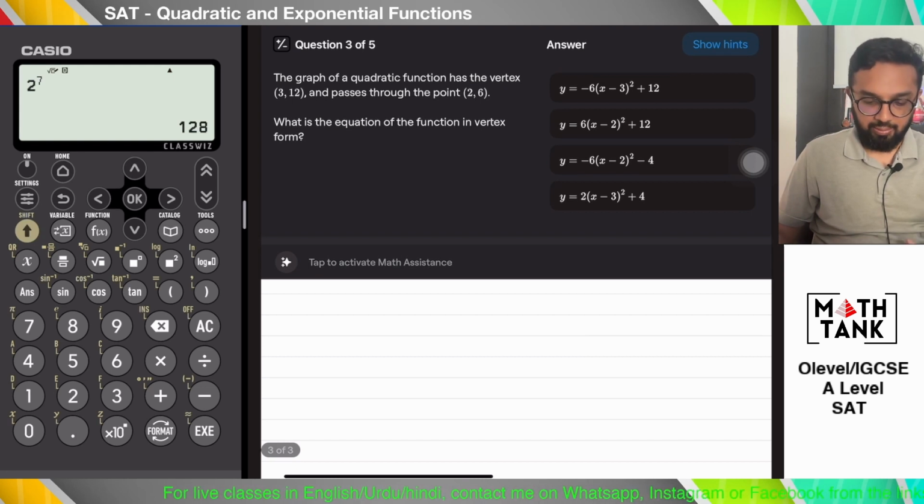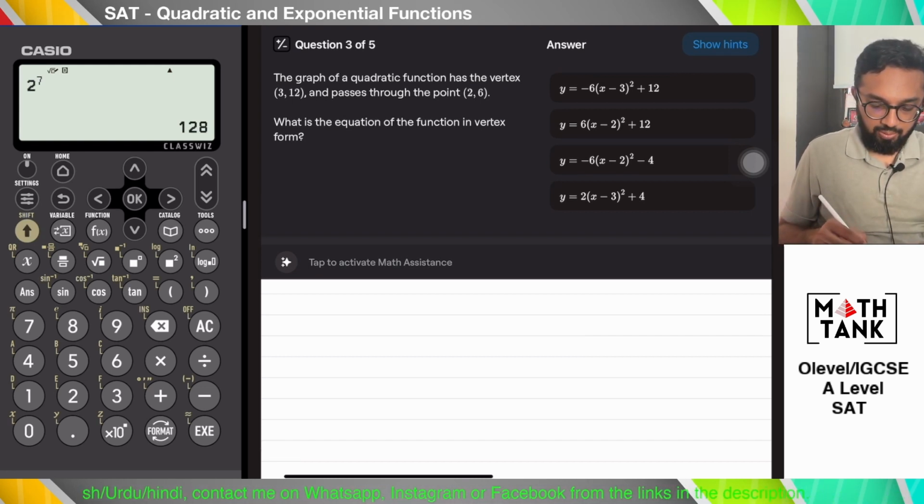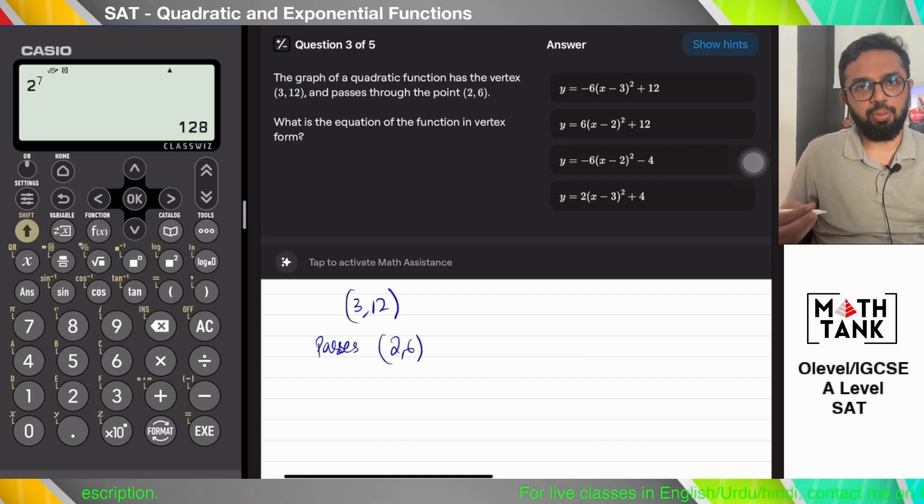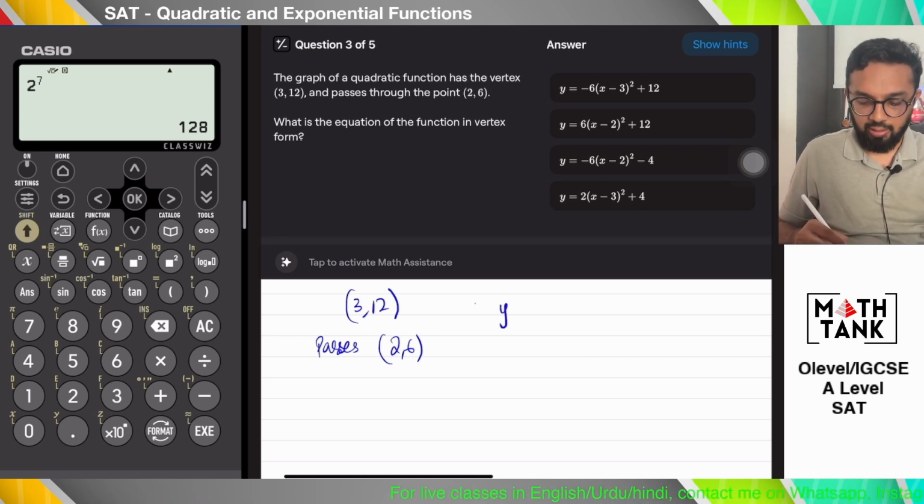Okay, so this is the third question. It says the graph of a quadratic function has the vertex (3, 12), so its turning point is (3, 12), and passes through the point (2, 6). What is the equation in vertex form? Vertex form, or the completed square form, is the same form. Looking at answer option A, this form tells me the turning point of the function.